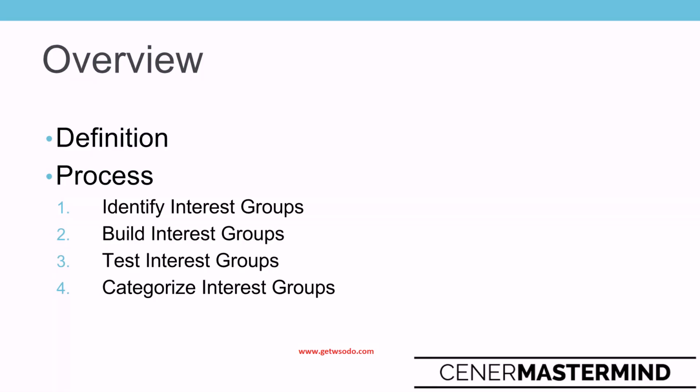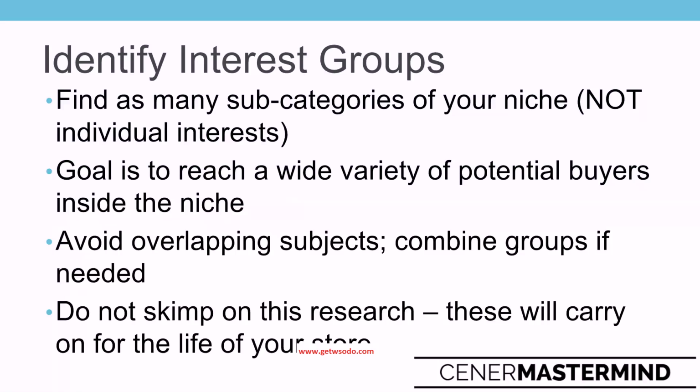And there's a four-step process, as you see on your screen. Number one, identifying interest groups. Number two, building interest groups. Number three, testing the interest groups. And then finally, number four, categorizing the interest groups, okay? These are going to be the four things that we'll walk through right now. And number one is identifying interest groups.